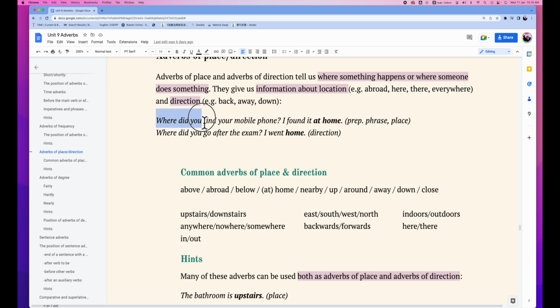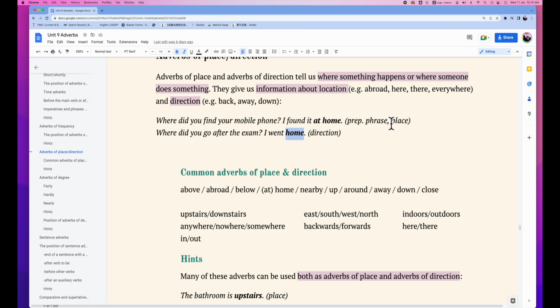Example, where did you find your mobile phone? I found it at home. At home is a prepositional phrase modifying the verb. Where did you go after the exam? I went home. The word home tells direction, so went home is actually providing information about direction. With place, we have to use a prepositional phrase, at home. But for direction, we just simply say home.